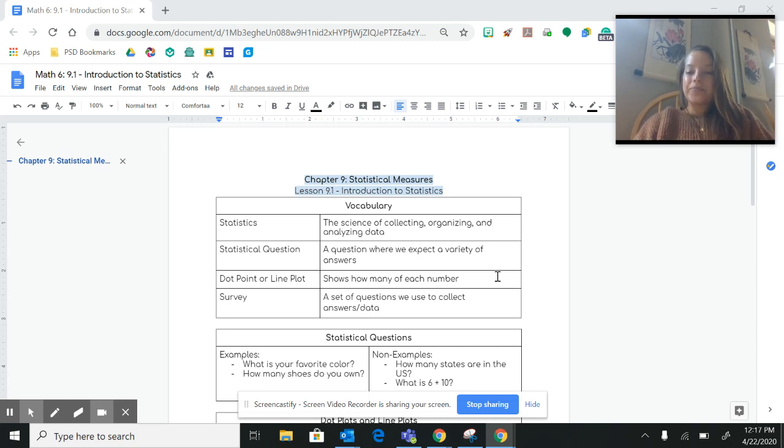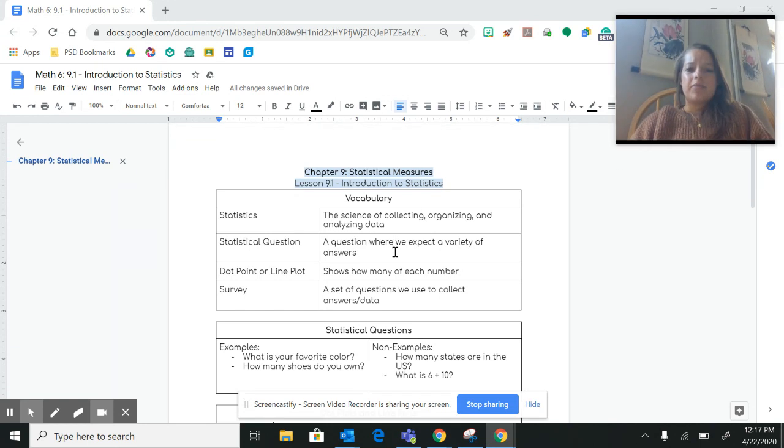Hello, students. Today we are going to be starting a new unit. So we just finished up our unit on surface area and volume of 3D shapes, three-dimensional shapes. And today we're starting chapter 9, which has to do with statistical measures. Our lesson today is 9.1, and that is going to be the introduction to statistics.